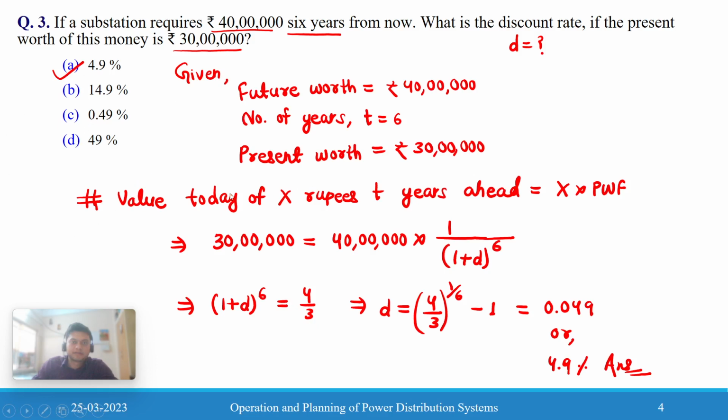So remember, this means whatever amount is required in the future for the expansion will differ from whatever amount we need in the present. So if you feel any doubt, then you can ask me. Otherwise, we can move to the next problem.